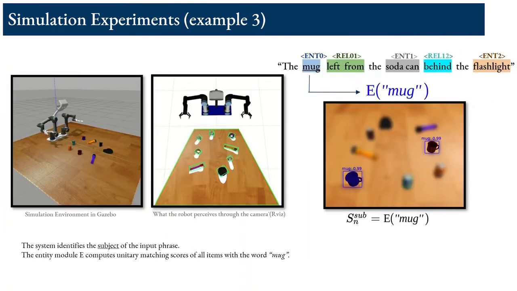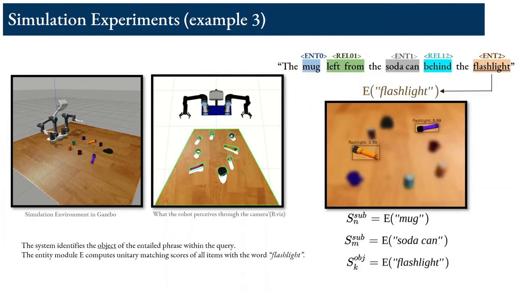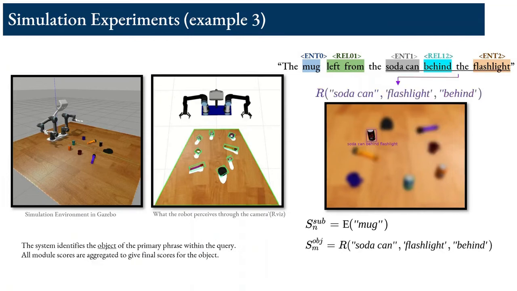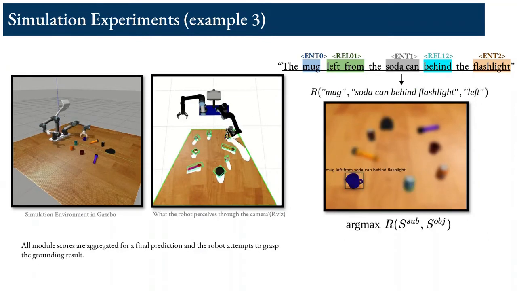The use of phrase indices, together with the semantic roles in the word labels, enables our method to be extended to arbitrarily complex expressions that entail multi-hop reasoning steps. In this example, the model first resolves the secondary phrase, soda can behind flashlight, and uses the output as the object for the primary phrase, mug left from soda can behind flashlight.